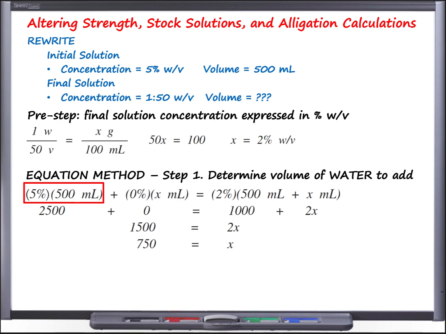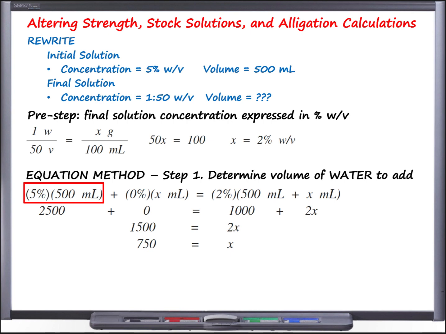Starting on the far left, I'll remind you, the equation method uses the concentration times the quantity of the first ingredient plus the concentration times the quantity of the second ingredient, equal to some final concentration and quantity. Our first combination on the far left in parentheses is the first concentration, and we're going to start with our initial solution. We know that the concentration of our initial solution was 5%. We were given that.